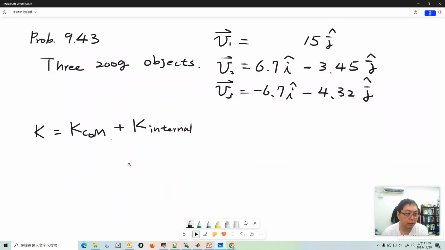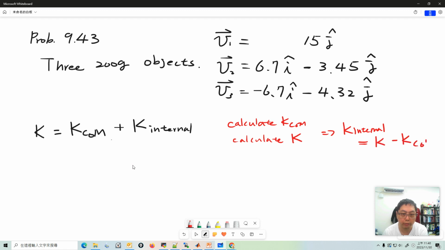This problem can be done in various ways. First, we can calculate KCOM directly, the kinetic energy of the center of mass, and then calculate the total kinetic energy of the system. Then the internal kinetic energy is equal to K minus KCOM.